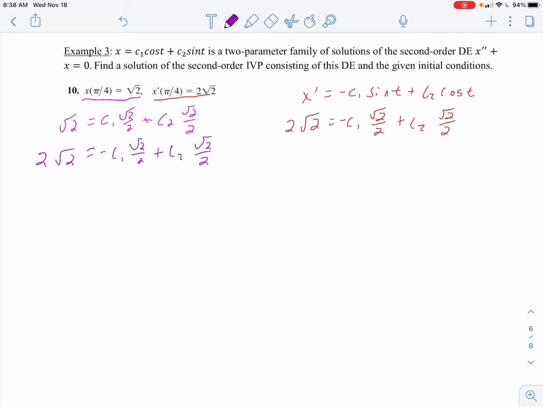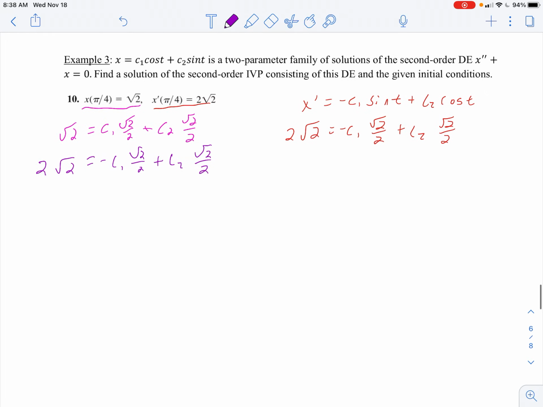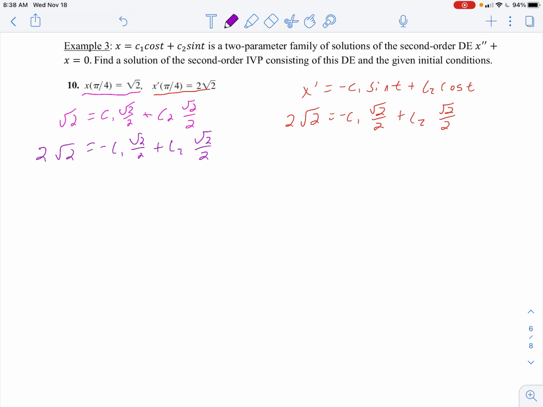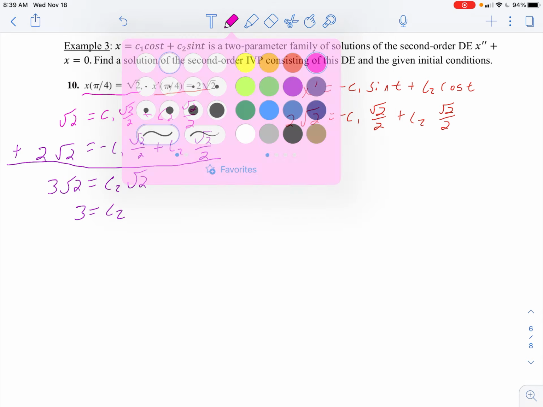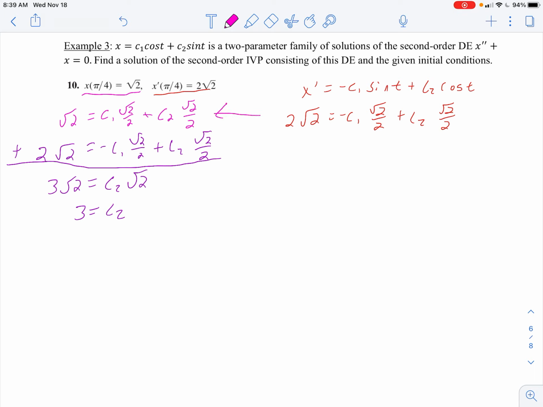When I add these, I'm going to get 3 radical 2. 3 radical 2 is equal to... the c sub 1s are going to cancel out. Square root of 2 over 2 plus square root of 2 over 2 is just going to be square root of 2. So we get c sub 2 square root of 2. Get rid of the square root of 2 by dividing both sides, so we're told that 3 is equal to c sub 2. Now, what I'm going to do is substitute this into either of those equations.